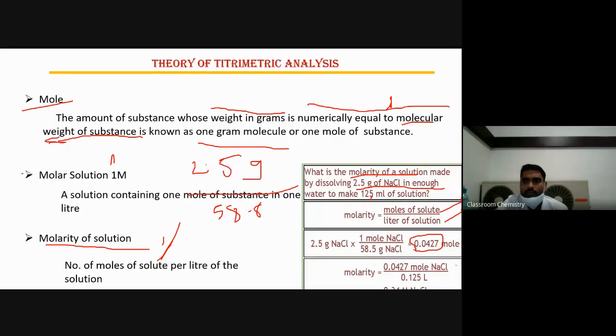Now we place the value in the formula. Molarity is equal to the number of moles of solute. Solute is NaCl, number of moles 0.0427, divided by liters of solution. They give 125 ml. If we convert this 125 ml into liters, it must be 0.125 liter. After calculating this, the molarity of this NaCl solution is 0.34 molar. This type of question is always asked in entrance examinations for admission in MSc.